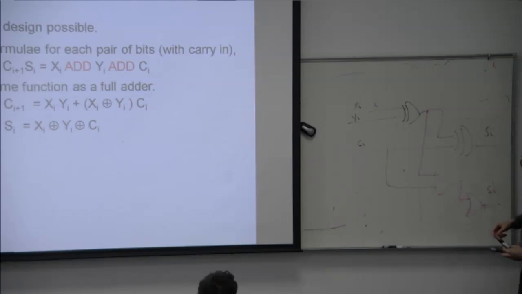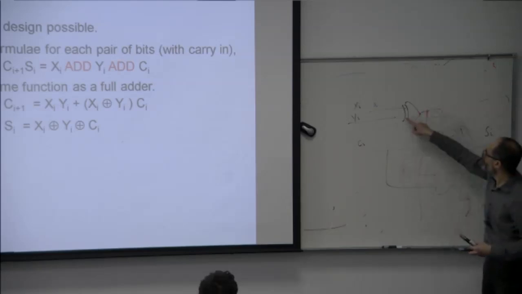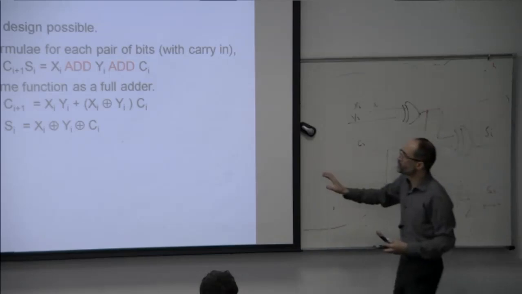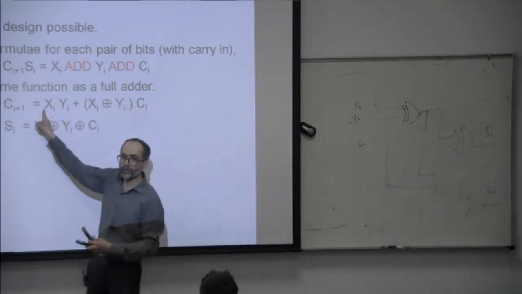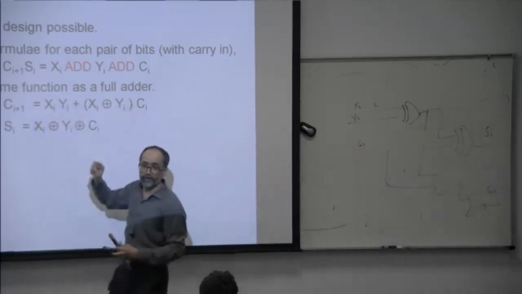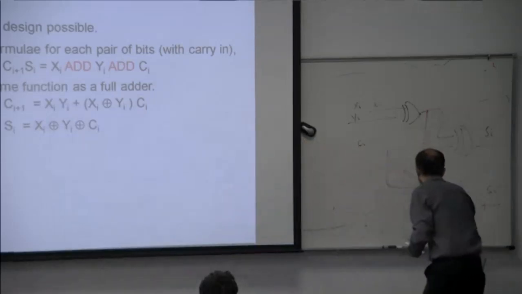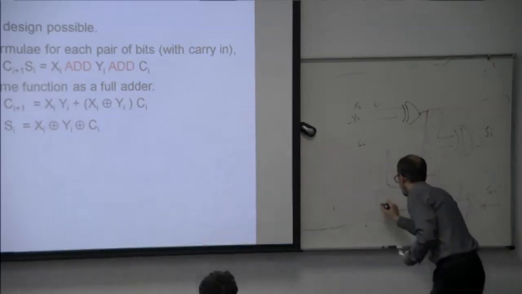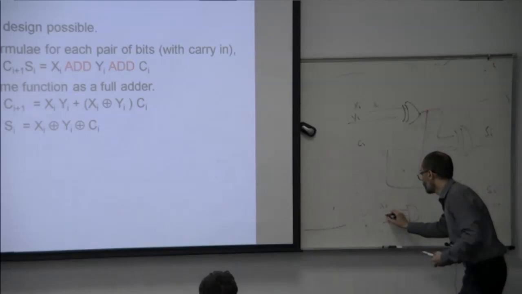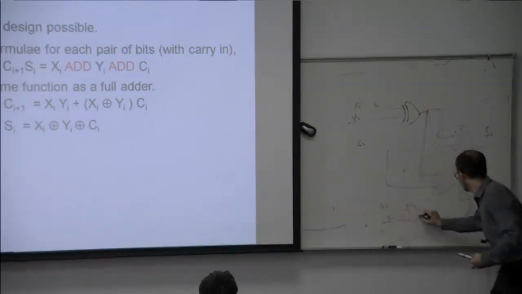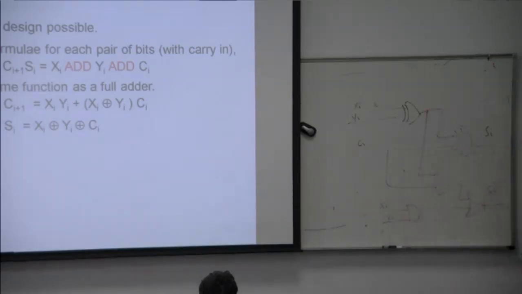So what is this? Ci and Xi, Yi, this is the first input. So this is done here. Now what is the second input? Xi and Yi. So now you have Xi, and then what? Yi, and then what? Got it? Okay.